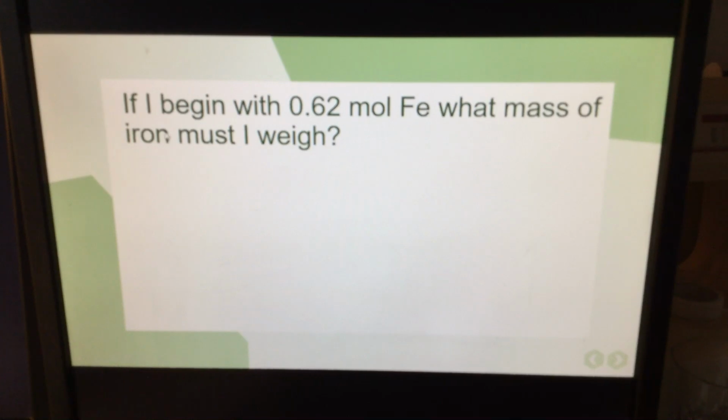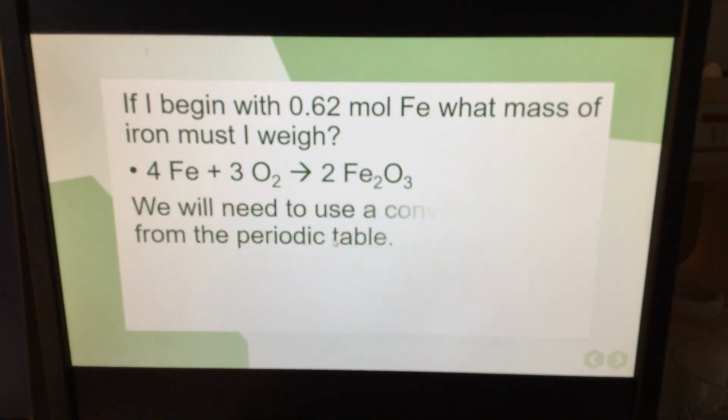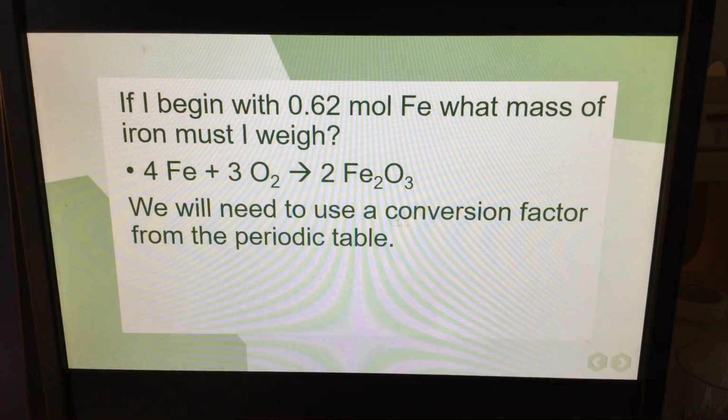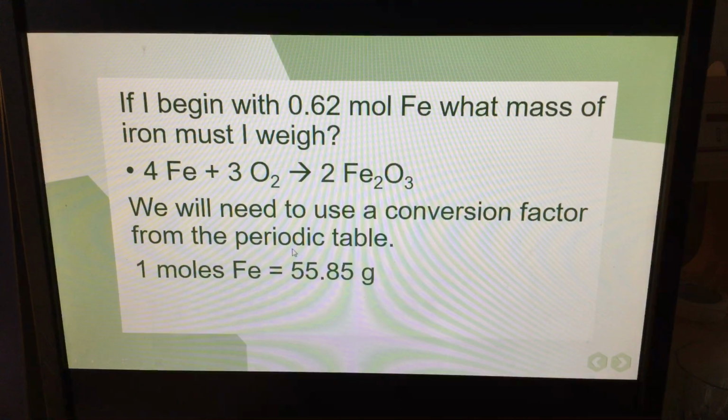All right, here's another question. If we begin with 0.62 moles of iron, what mass of iron must I weigh in the lab? All right, here's our balanced equation again, our balanced reaction. We will need to use a conversion factor from the periodic table. From the periodic table, if you look up the atomic mass, now we're going to call this the molar mass, because this is the mass in the periodic table of 1 mole of iron.